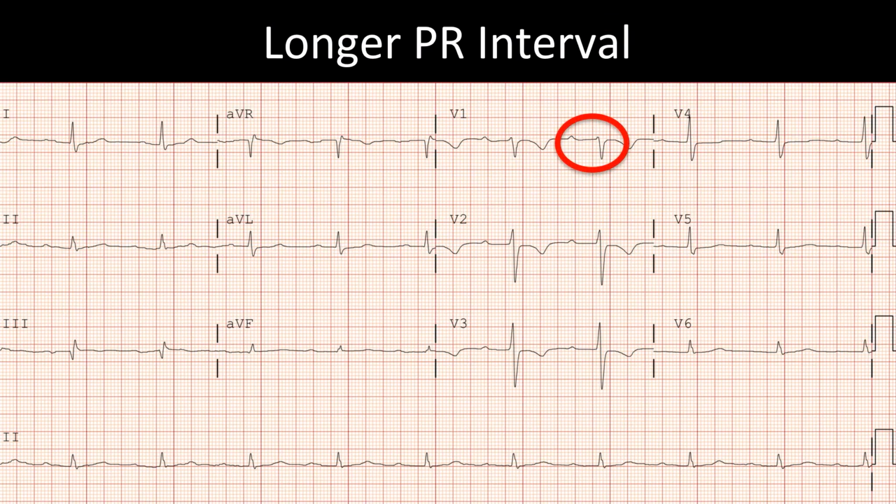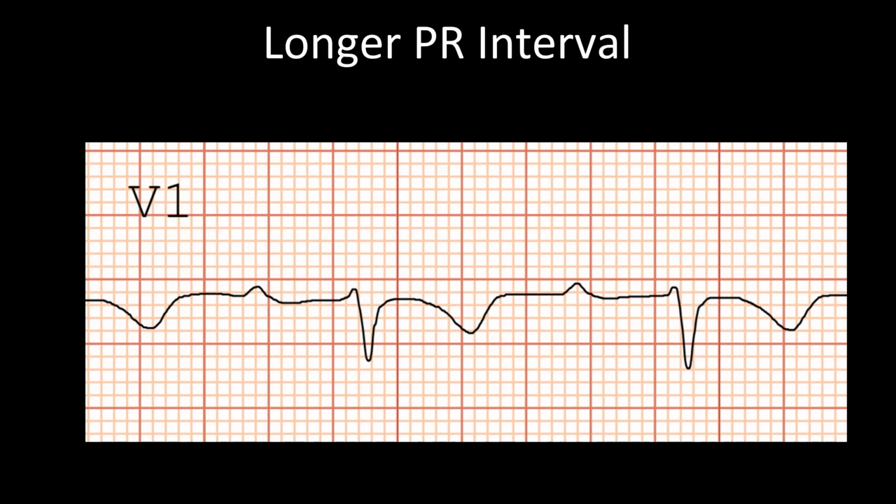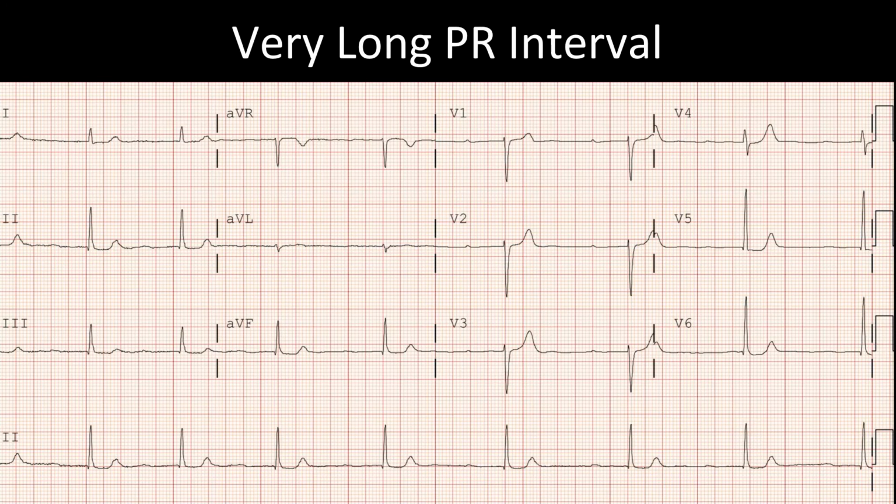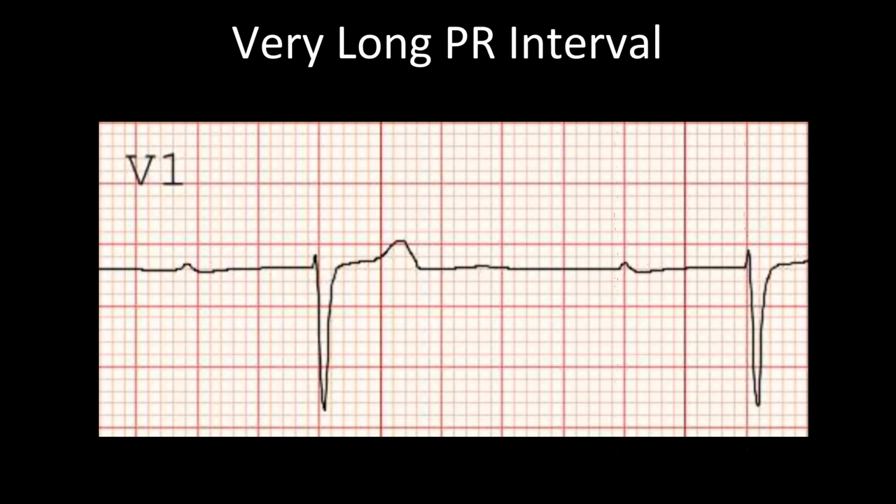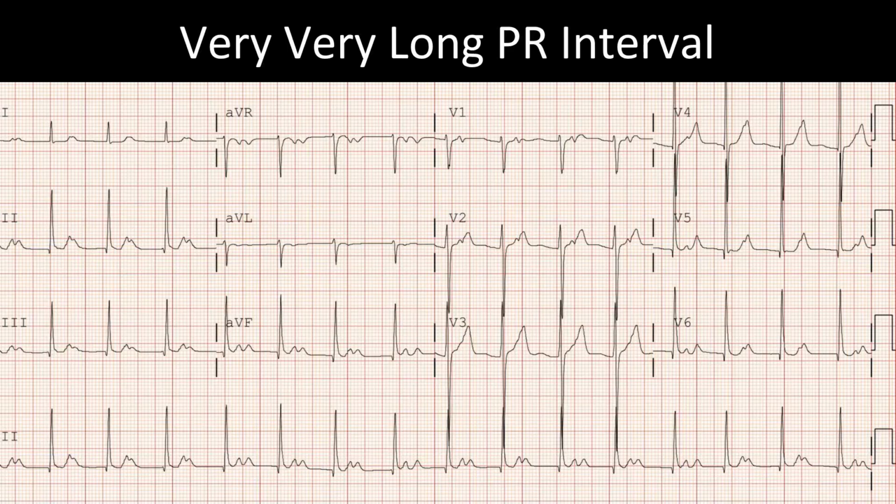Here's an example of a longer PR interval. And here, if you zoom into one of the leads, it's clear, without even doing any measurements, that the PR interval is longer than a large square. This is an example of a very long PR interval. And here, if you zoom into this PR interval, it's longer than two large squares. So it's a very long PR interval. Now, there are some cases where it's tricky, where the PR interval can be so long that it's actually tricky to diagnose.